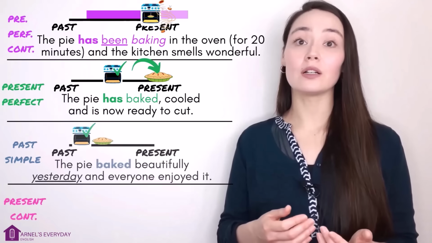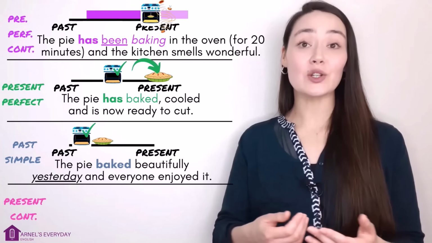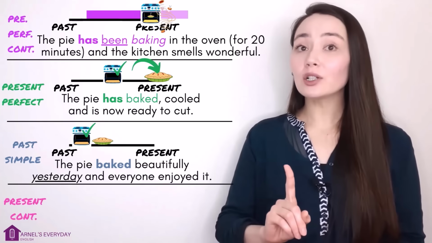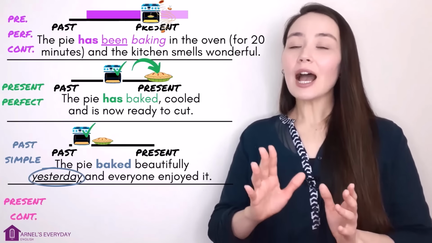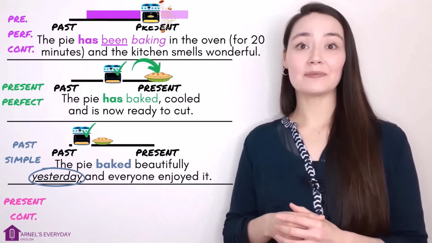Past simple. The pie baked beautifully yesterday, and everyone enjoyed it. Completed past action, but now I include a specific time, yesterday. And you can see I'm changing my examples slightly to fit the tenses.